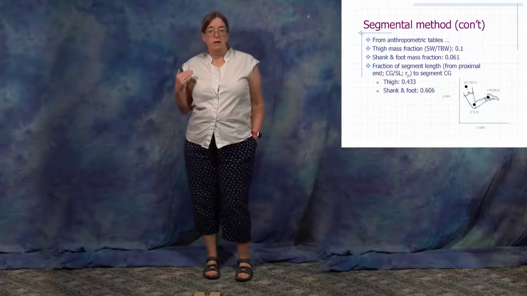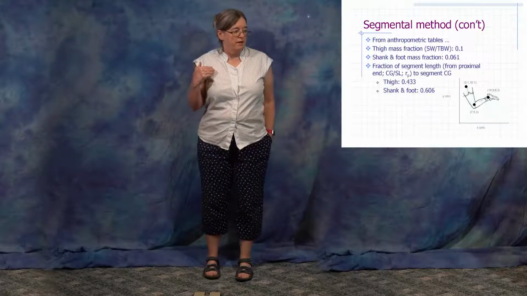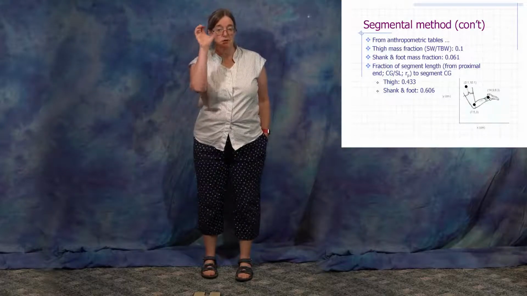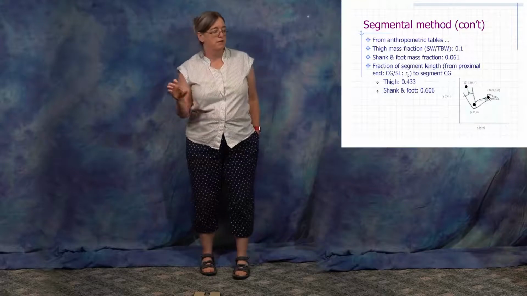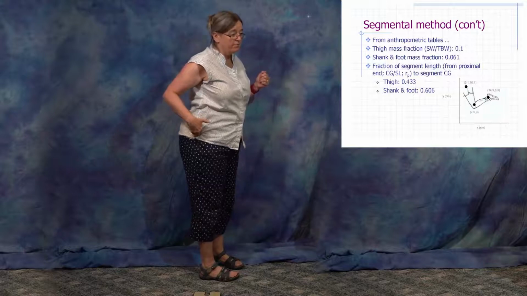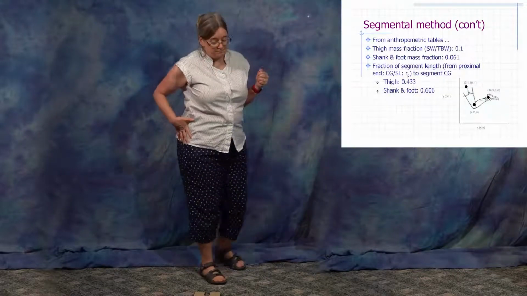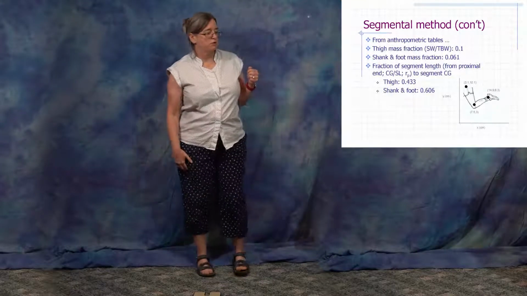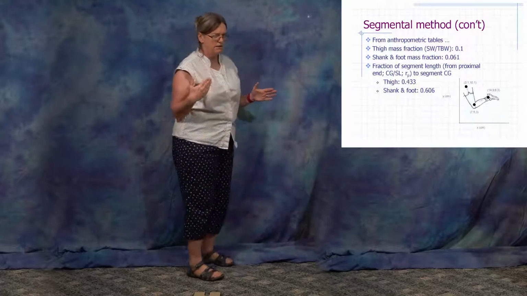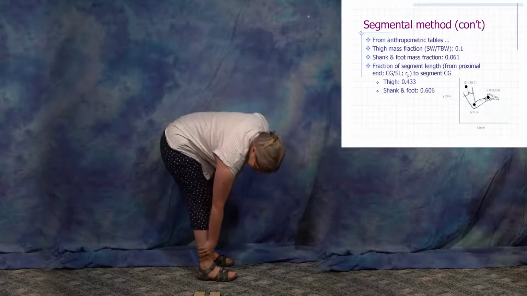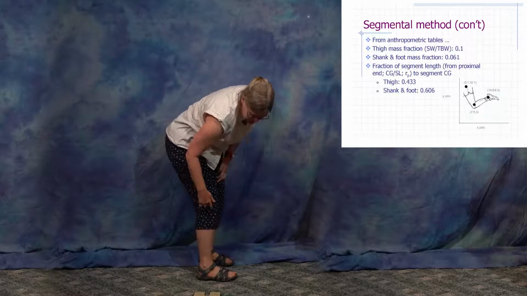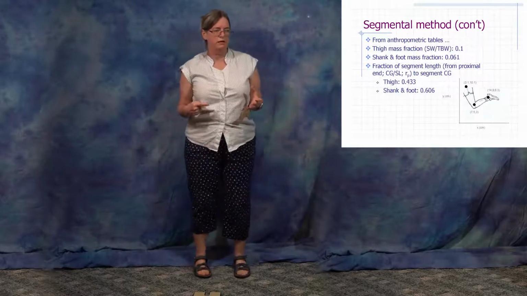From those tables, we can figure out what the mass fraction of the thigh is, the mass fraction of the shank and foot, the fraction of the segment length from the proximal end to the center of gravity of the segment, which is 0.433 for the thigh, and it is 0.606 for the shank and foot. Now you might be sitting there and thinking, but it's a little thicker up here than it is down here. But remember, the foot's part of this too, and this is where we actually go from knee to ankle, even though it's including the foot.